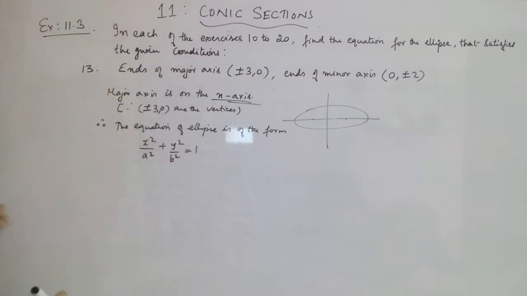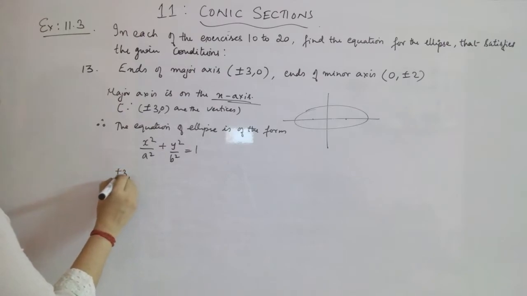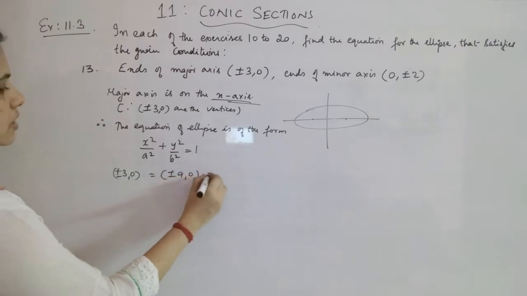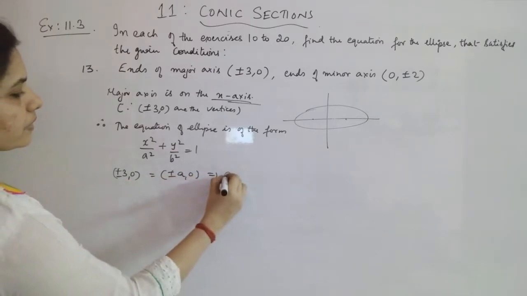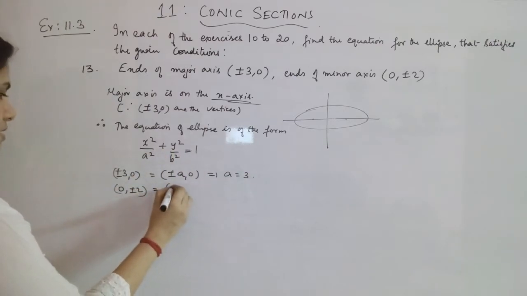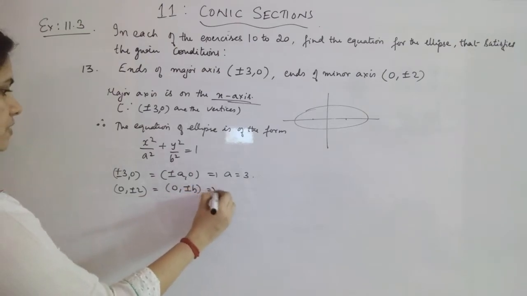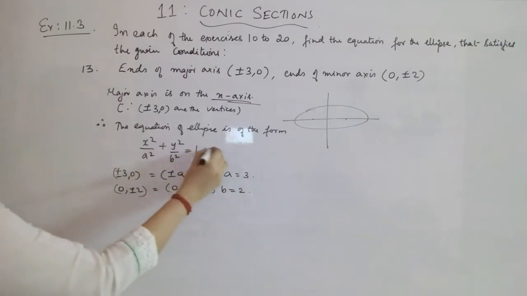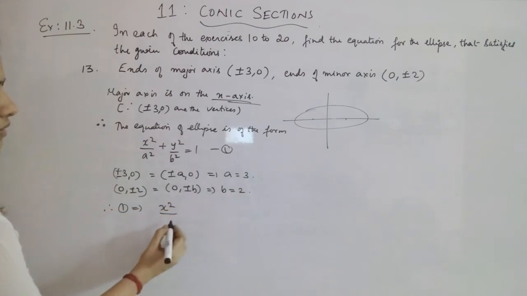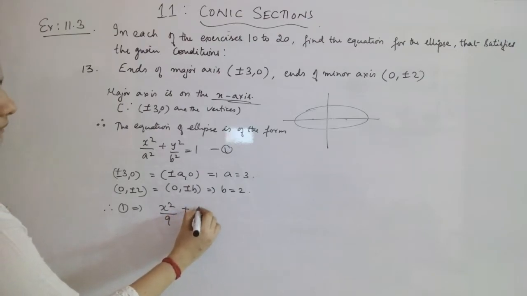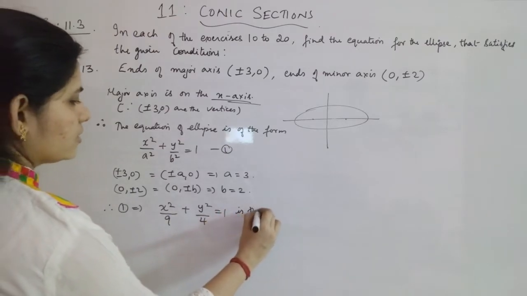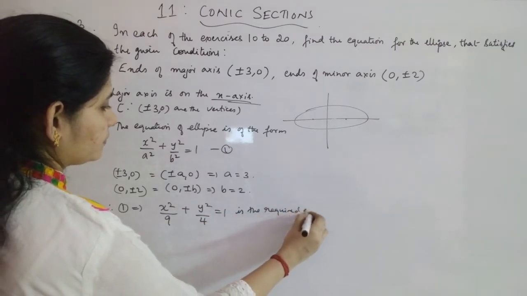Now from this what will you get? Plus or minus 3, 0 is the same as plus or minus a, 0. This will give you a is equal to 3, and 0, plus or minus 2 is 0, plus or minus b, which will give you b as 2. Therefore the equation becomes x square by a square, which is 3 square, 9, plus y square by b square, which is 4, equal to 1. This is the required equation.